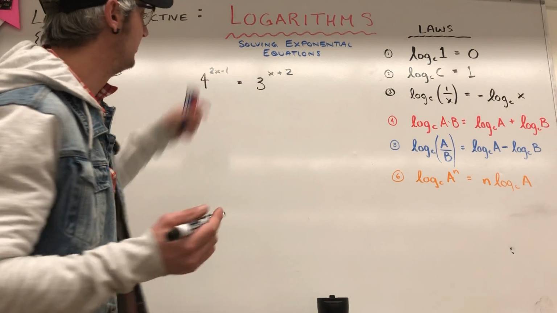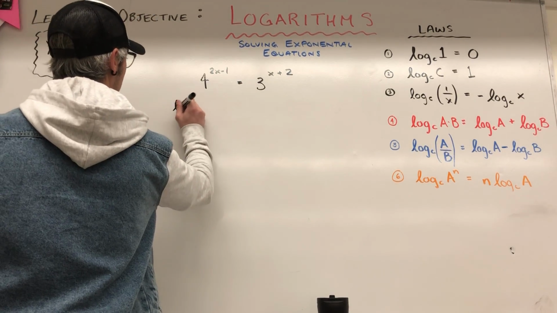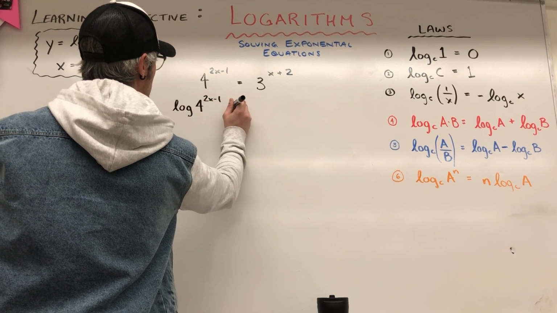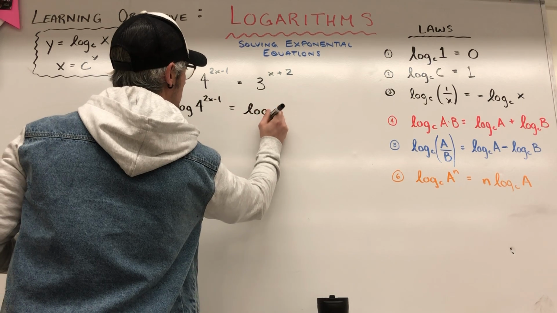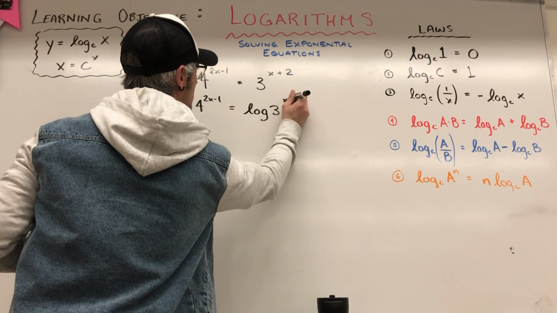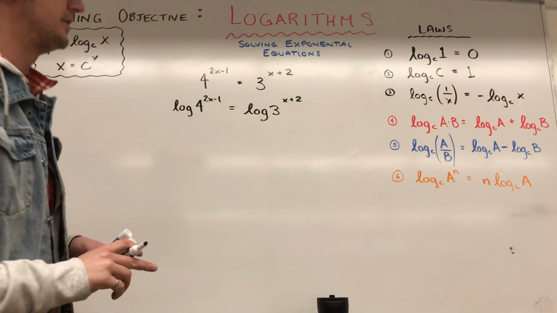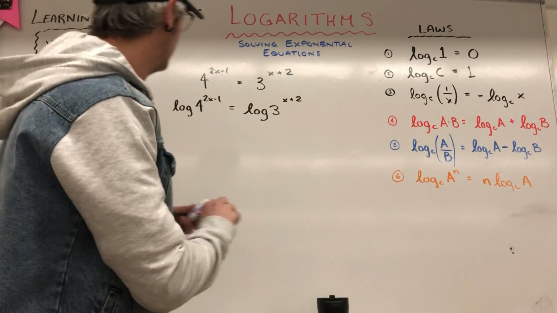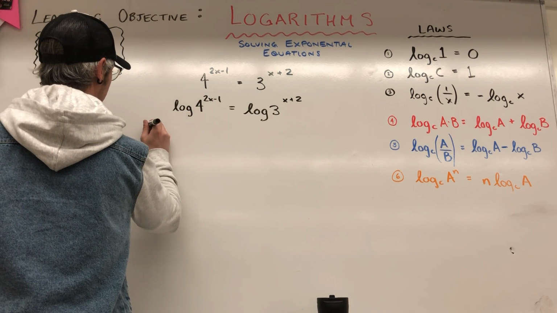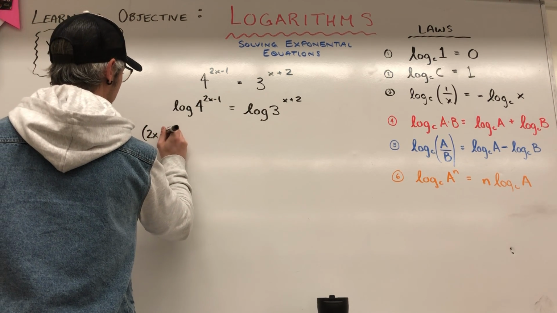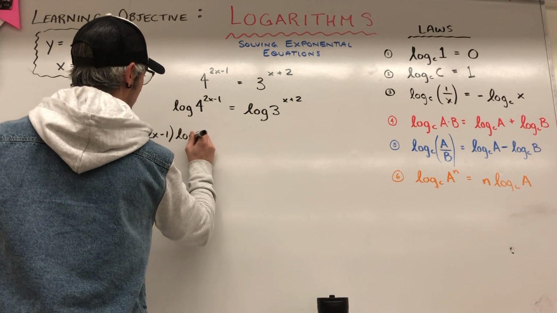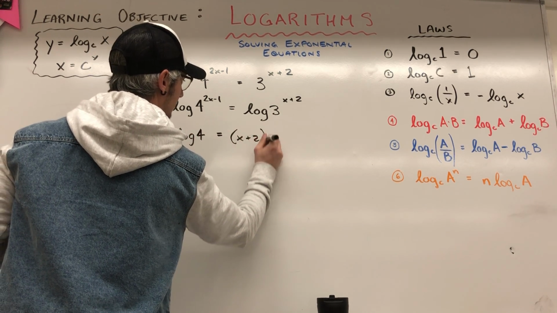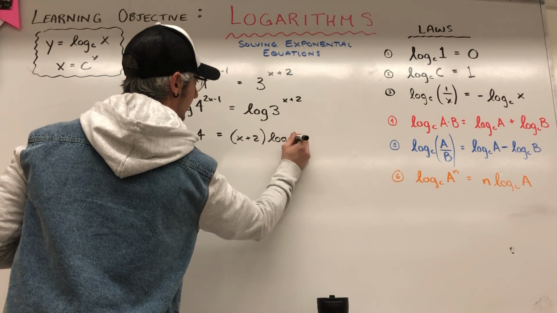What I'm going to do right off the bat is just take the log of both sides. Okay? I've taken the log of both sides. Now, I'm going to use this law to get the exponents down in front. Because 2x minus 1 times log 4 is equal to x plus 2 times log 3.